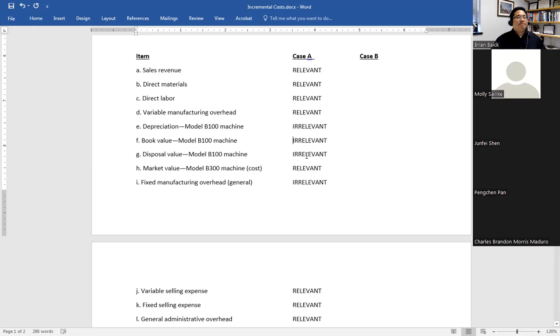How about the case, should I break up with my partner or not? I already spent 5 years in the relationship. That's an irrelevant cost. It already happened. Whether you stay with the person or break up with the person, those 5 years are already something you can't change. It's already there.